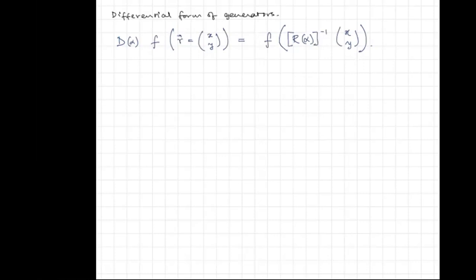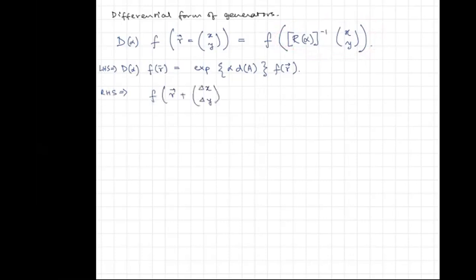So d of alpha f of r is equal to the exponential of alpha d of A acting on f of r. This is the left hand side. For the right hand side of the equation, we are expanding this guy. So this is f of r plus something. So this has moved a bit, right?